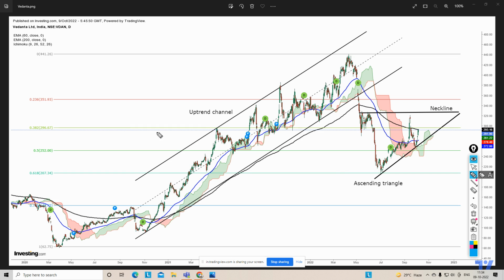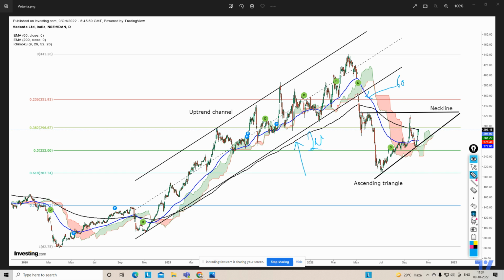So you can see that there was an uptrend channel in Vedanta and it was resuming very nicely within that uptrend channel. However, with the market, it broke the uptrend channel along with the cloud, 60 moving average and 200 moving average. So the black color thread is our 200-day moving average, and this blue-violet thread is our 60 EMA, 60 exponential moving average.